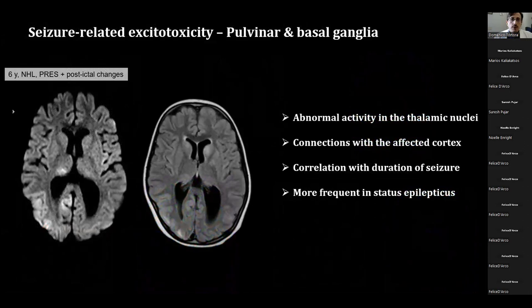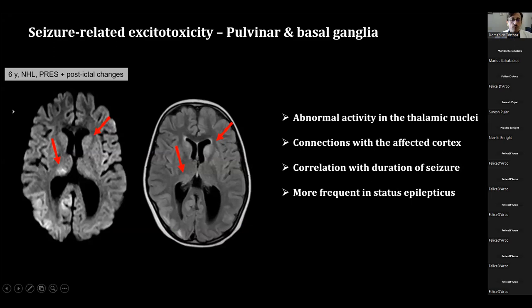Other regions which can be involved after seizure are the deep gray matter, in particular the medial and posterior portion of the thalamus, the pulvinar nuclei, but also the basal ganglia, which may show some abnormalities after seizures. The reason for these abnormalities, the connection between a seizure that mainly involves the cerebral cortex and the involvement of deep gray matter, of course remains an open point, but there seems to be a strong correlation with the duration of seizure. Longer seizures more frequently show these abnormalities involving also the deeper gray matter, and of course in status epilepticus these findings are absolutely more frequent.